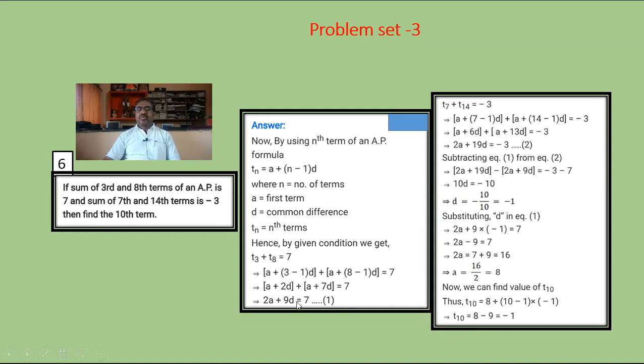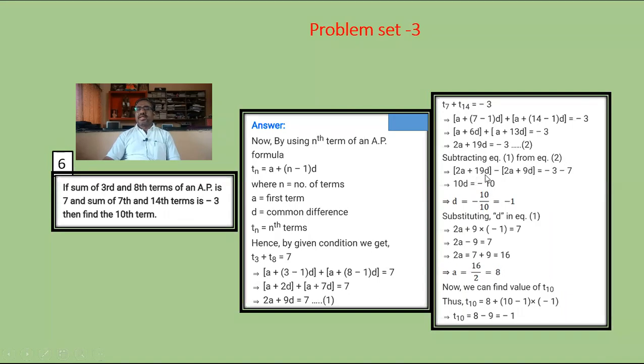From equation 1, 2a plus 9d is equal to 7. And from equation 2, 2a plus 19d is equal to minus 3. The coefficient of a is the same in both equations. Therefore, subtracting equation 1 from equation 2.